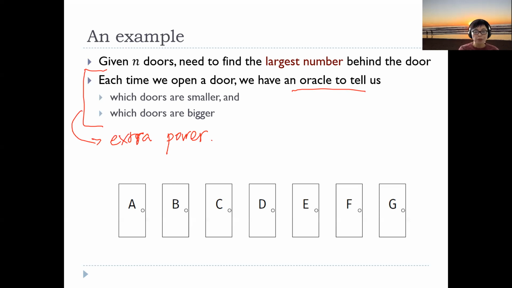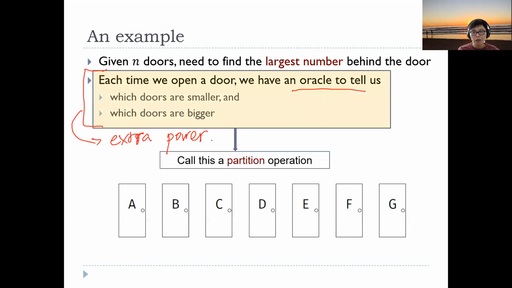Let's look at an example. Let's say I take the following strategy. Let's call what the oracle does a partition operation. Namely, given the current door, the number that I opened, the partition operation divides all the numbers into those that are smaller than me and those that are bigger than me. I don't know what they are, but I know these are smaller than me and these are bigger than me. This is called a partition operation.